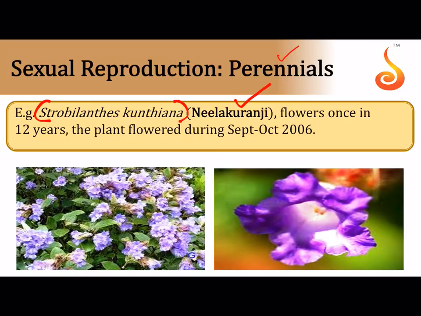If it lives for 1 year, it is annual. If it lives for 2 years, it is biennial. But here it lives for many, many, many years. That's why it's a perennial plant. And unusual flowering because it flowers once in 12 years. The plant flowered during September October 2006, as it is mentioned in the NCERT, but now 12 years have passed, so probably it flowered again sometime between 2018 and 2019. Clear? So once in 12 years, Strobilanthes kuntiana.